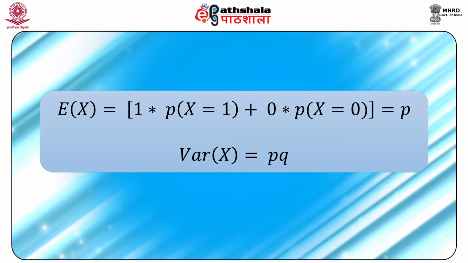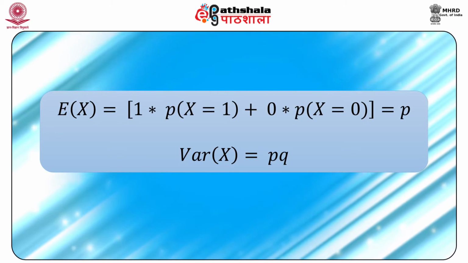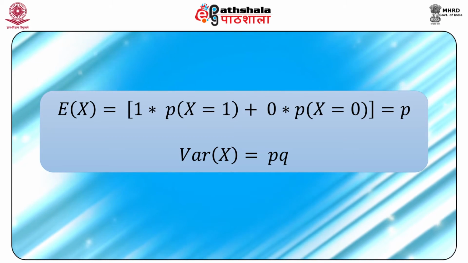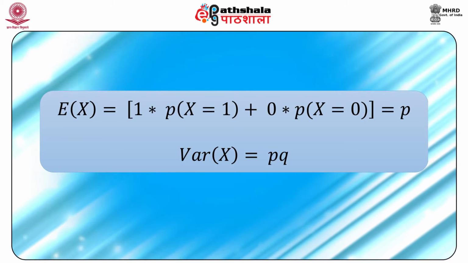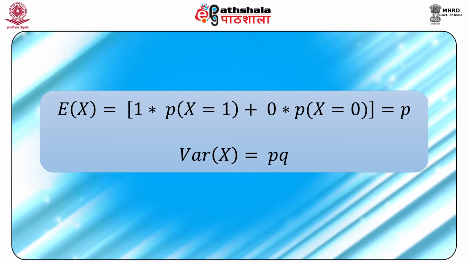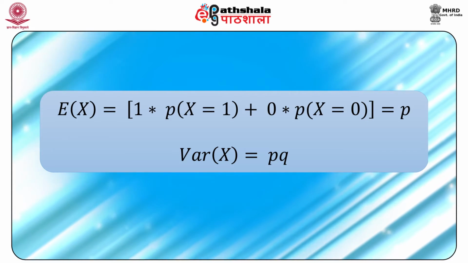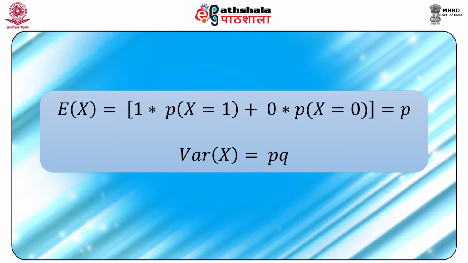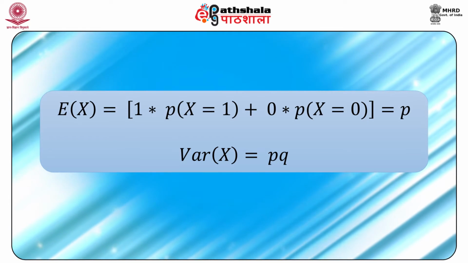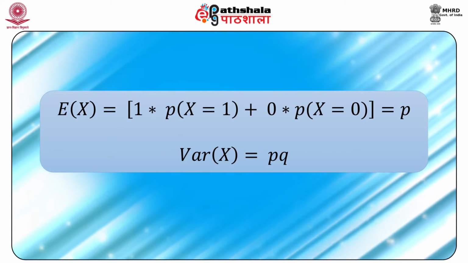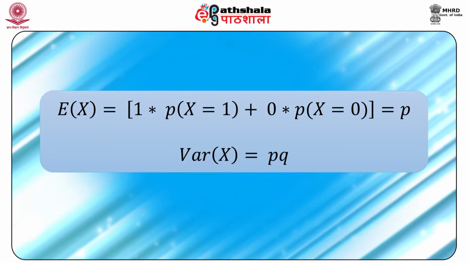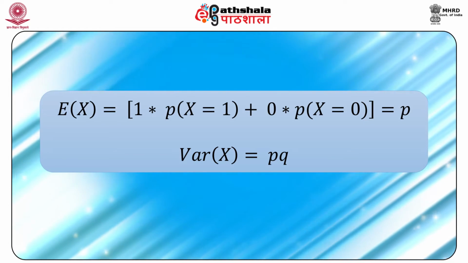Now, for such a variable, expected value of x is equal to 1 into probability x is equal to 1 plus 0 into probability x equal to 0. This comes out to be equal to p. Similarly, variance of x is equal to p into q, where q is equal to 1 minus p and is defined as the probability of failure. So q is the 1 minus p.